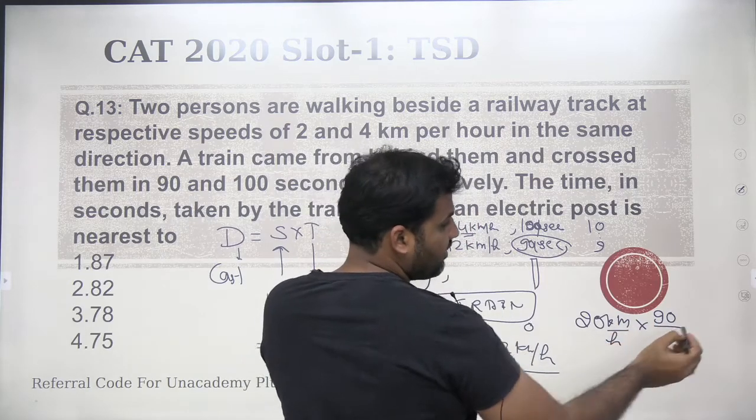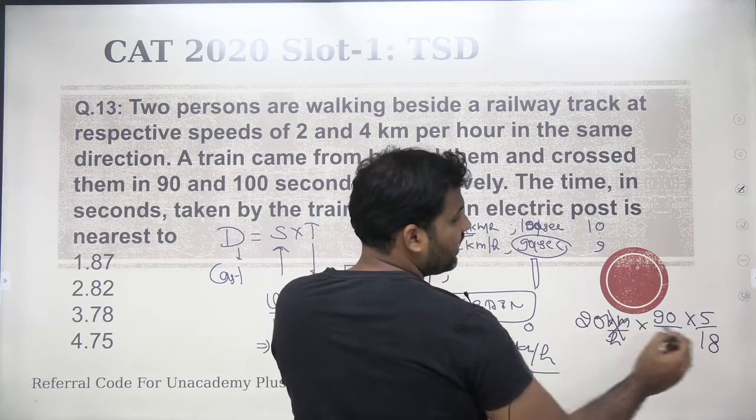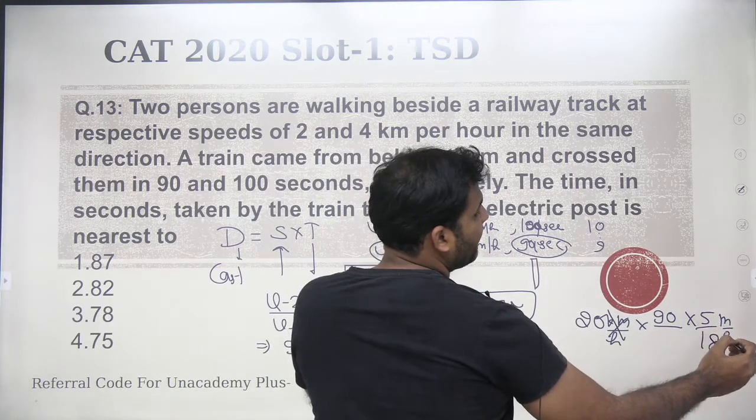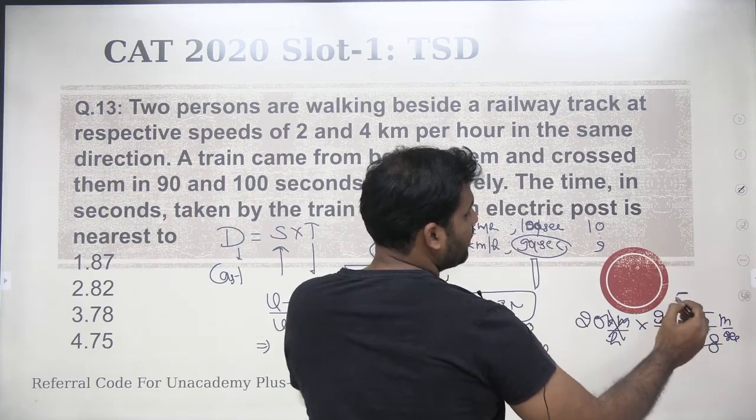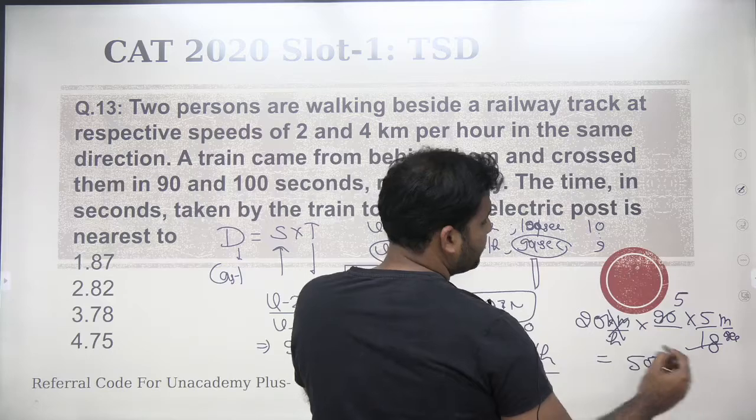A kilometer per hour can be converted into meter per second by multiplying it by 5 by 18, right? 1 kilometer per hour is 5 by 18 meter per second. You will get to know that the length of the train is 500 meters.